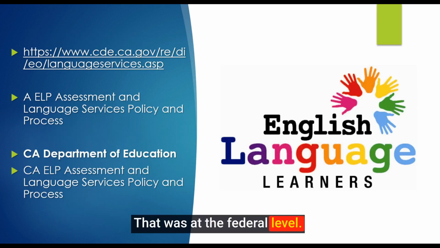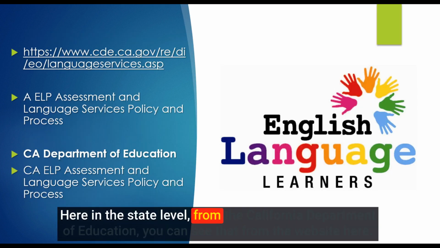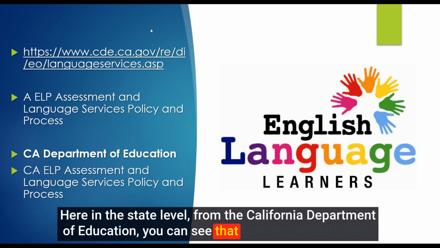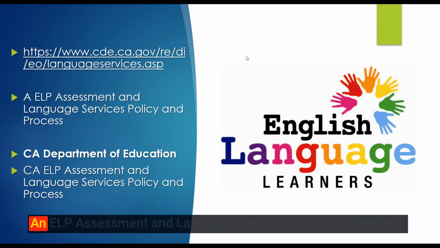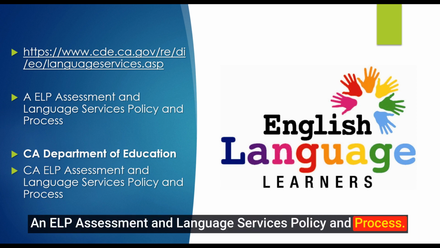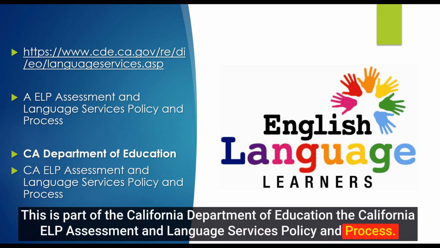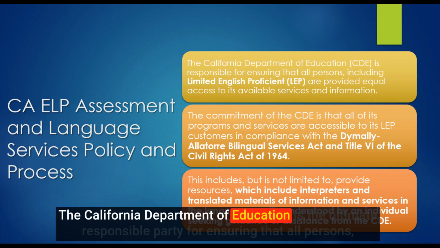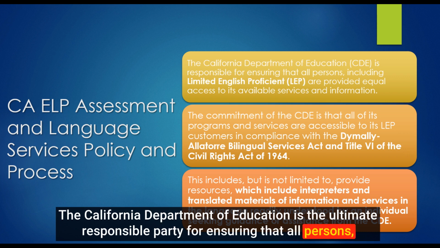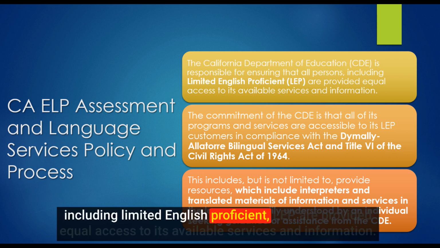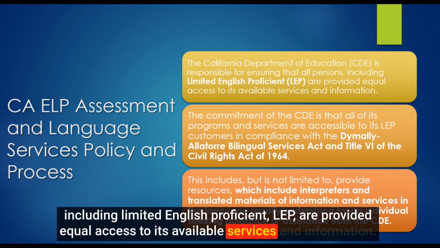That was at the federal level. Here in the state level, from the California Department of Education, you can see that from the website here, an ELP assessment and language services policy and process. This is part of the California Department of Education, the California ELP Assessment and Language Services Policy and Process. The California Department of Education is the ultimate responsible party for ensuring that all persons, including limited English proficient LEP, are provided equal access to its available services and information.